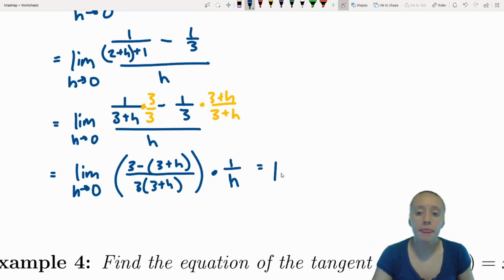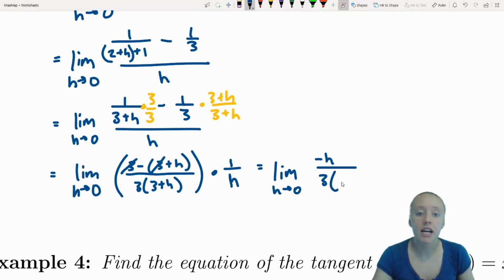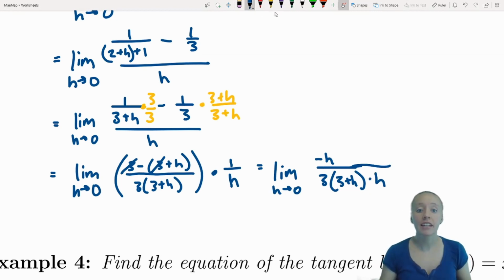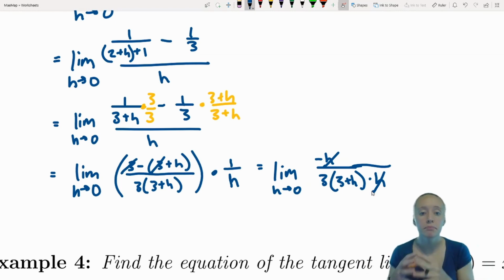So now, simplifying this, the limit as h approaches 0 of 3 minus 3 plus h. Well, my 3's will cancel out to leave me with a negative h all over 3 times 3 plus h, and remember that denominator is multiplied by h. Look what happens. I can now cancel out that factor in my denominator, that h, that was giving me an issue. I couldn't plug in 0 because I'd get 0 in my denominator, but once I cancel that out, I can.